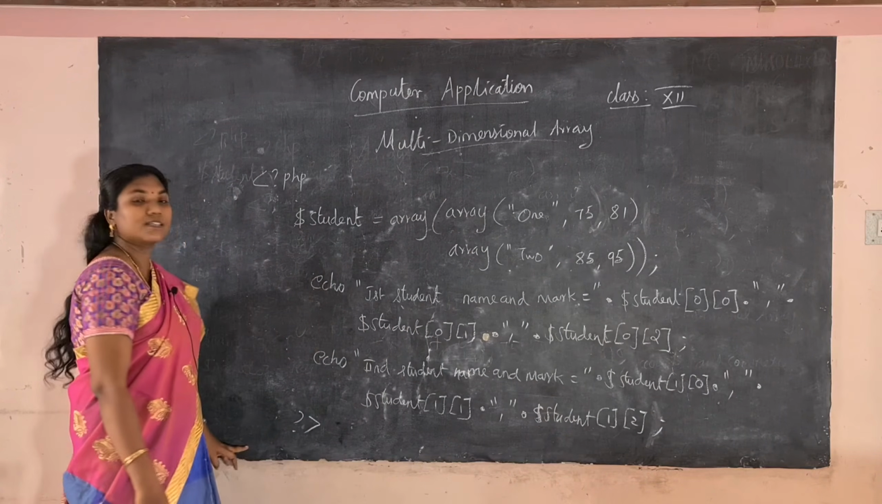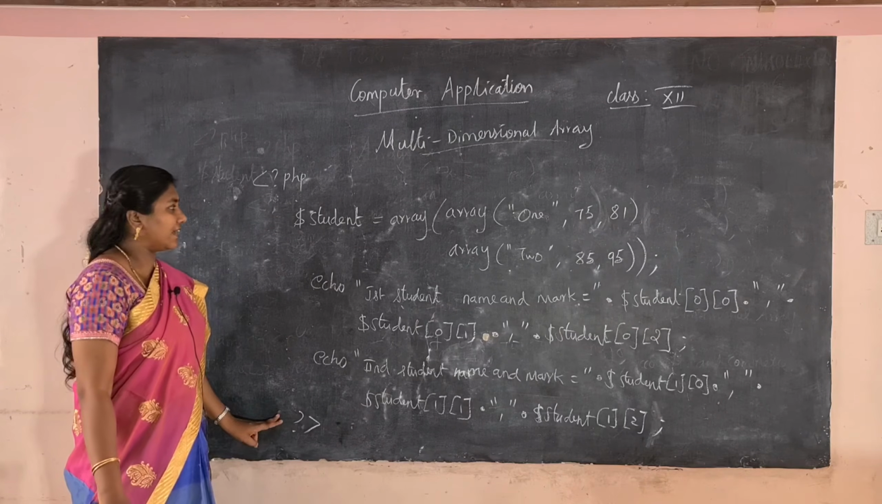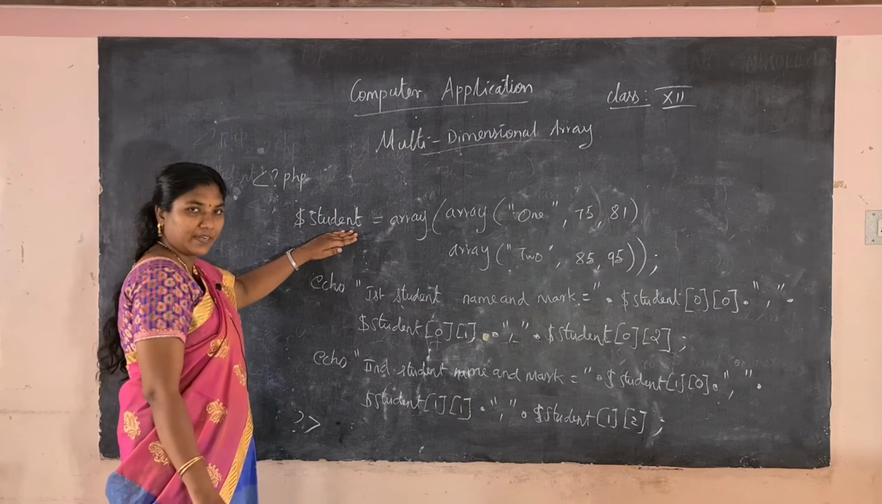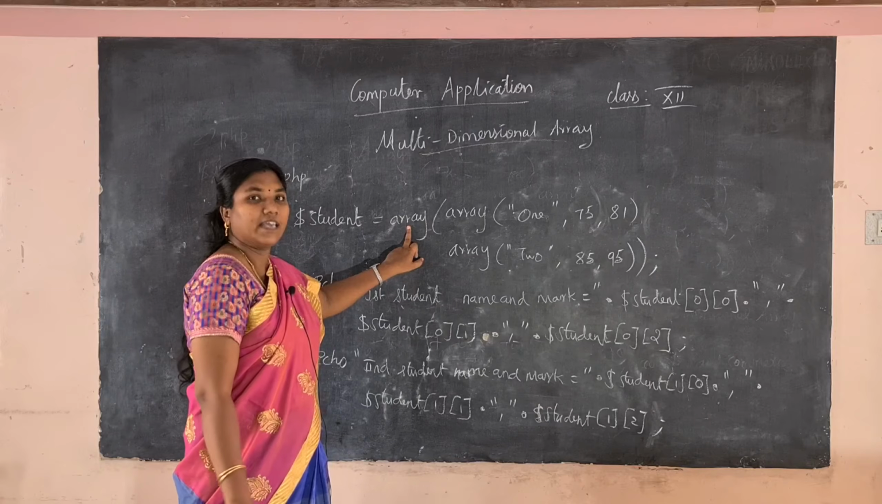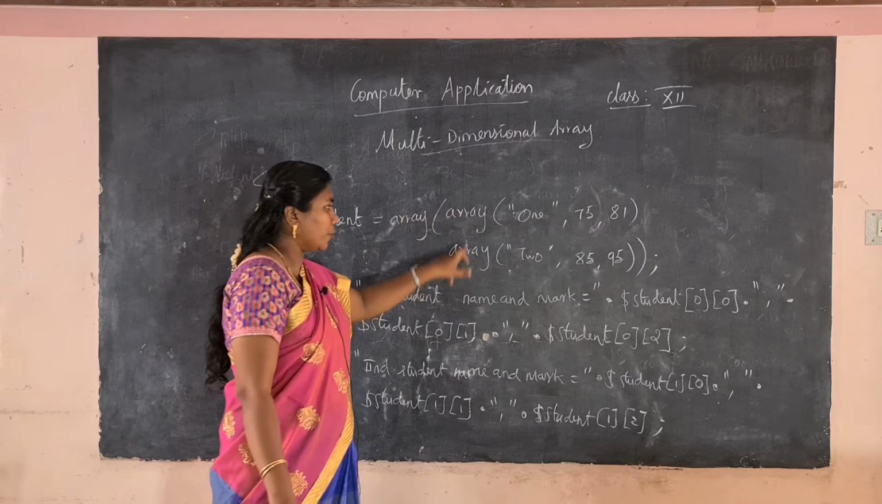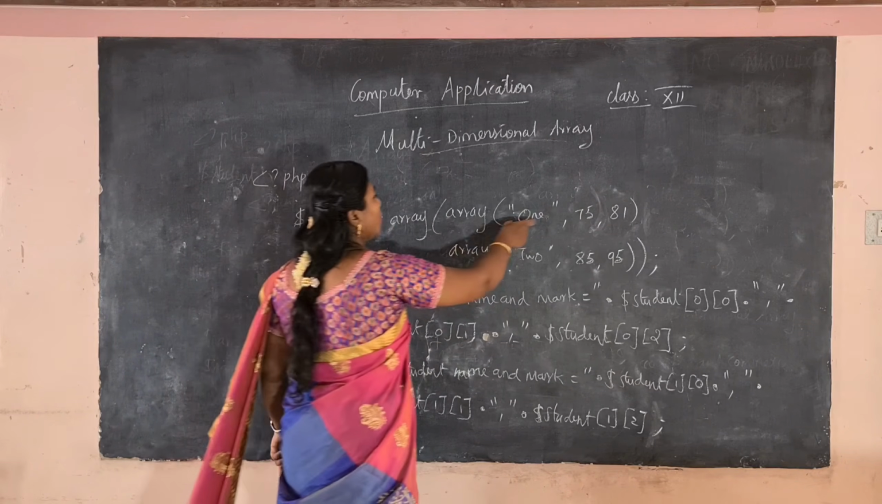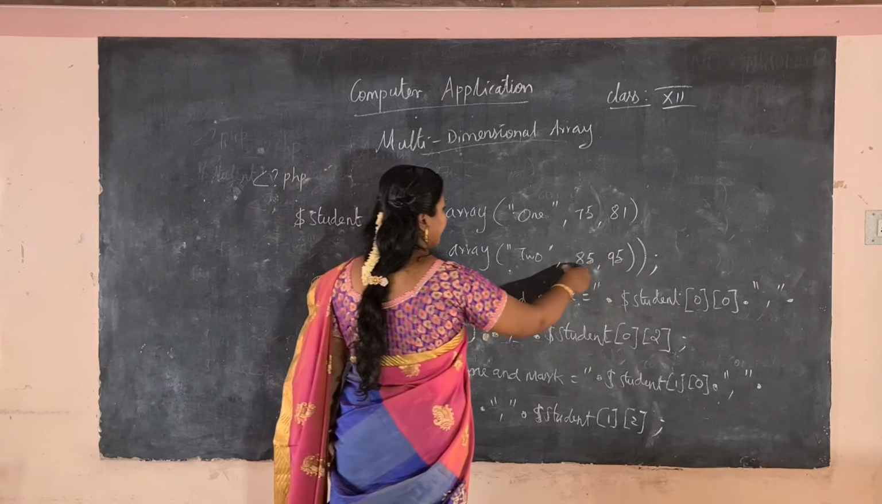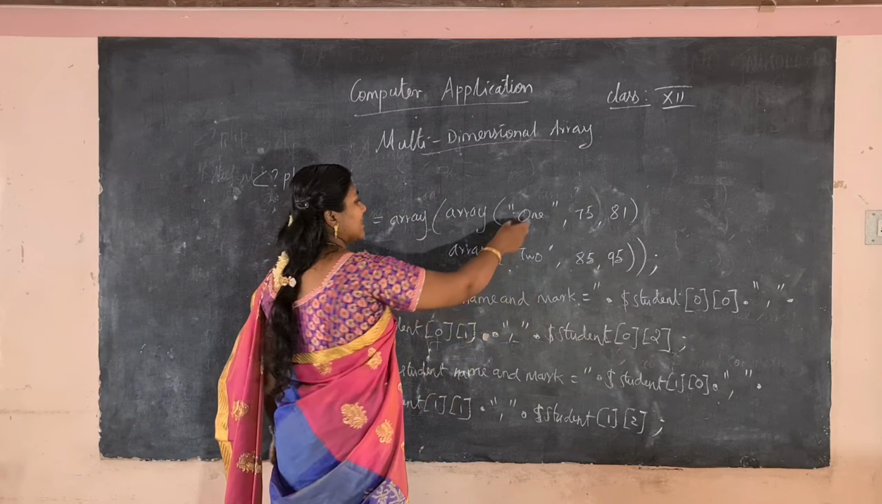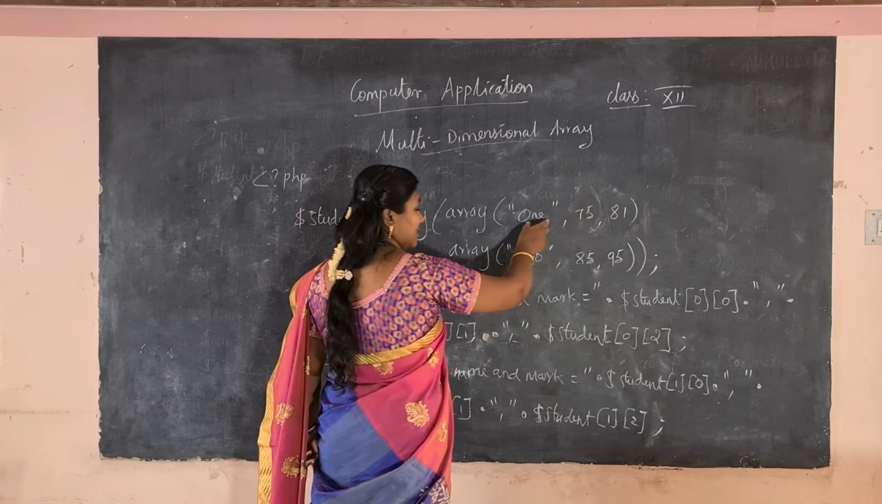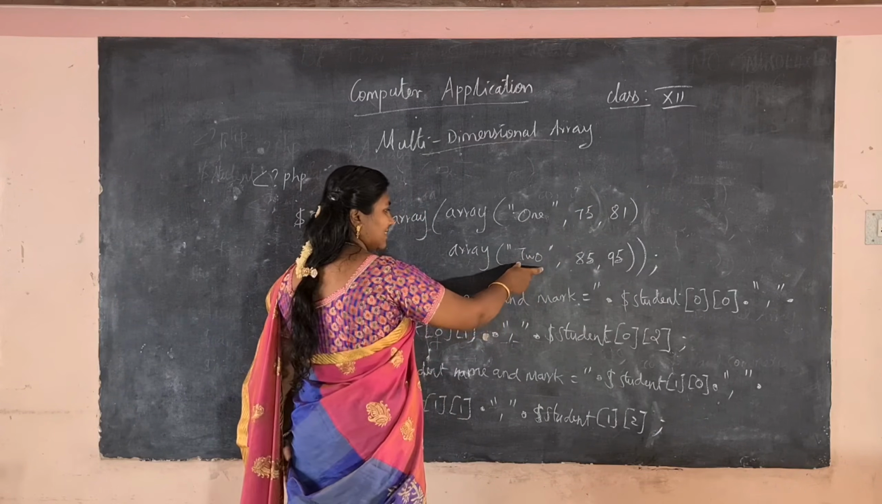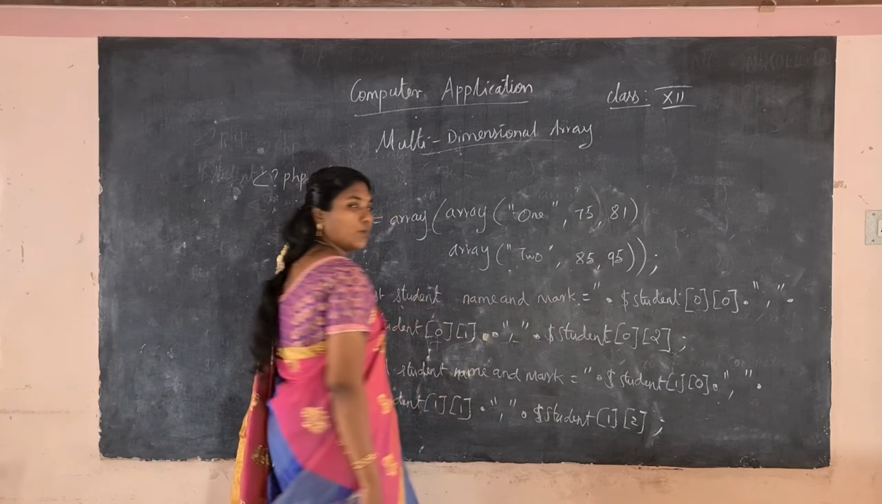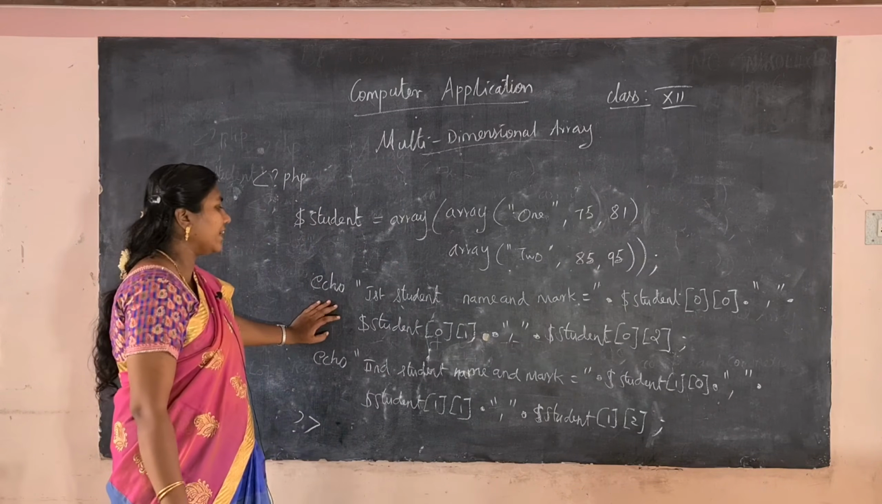So this is a simple program with a 2-dimensional array. So student is the variable name. It has the keyword array. Within array I am having 2 arrays. The first array has the values 1, 75, 81, and the second array has the values 2, 85 and 95. Consider this as the first student's name and 2 marks. Consider this as the second student's name and it has 2 marks. Okay. So now I am printing it.